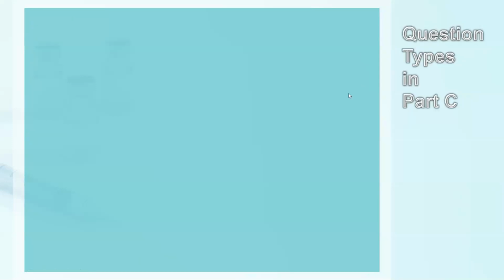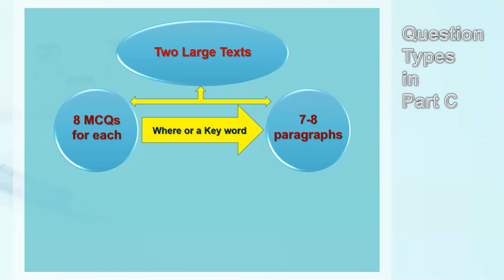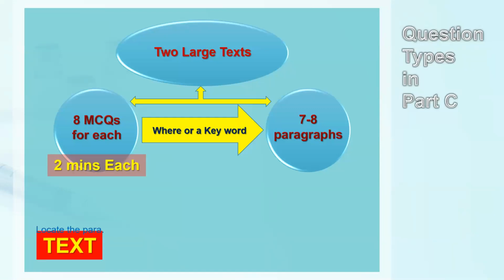Question types in part C. In part C, we have two large texts, and in each text, we have within 7 up to 8 paragraphs. For each text, you have to answer 8 multiple choice questions, each consisting of 4 options. Two minutes for each question.